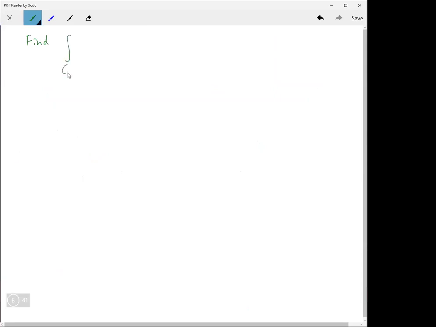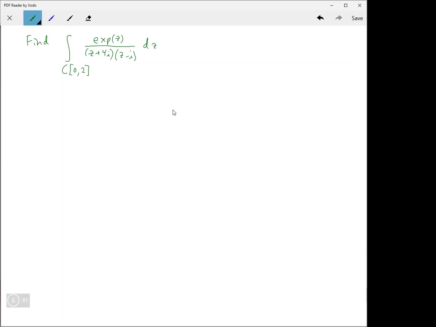Okay, so we're taking the integral, and this time we're going over the circle of center 0 and radius 2. The numerator will have exponential of z, and in the denominator we have z plus 4i and z minus i, dz. Okay, so now there are no squares here.